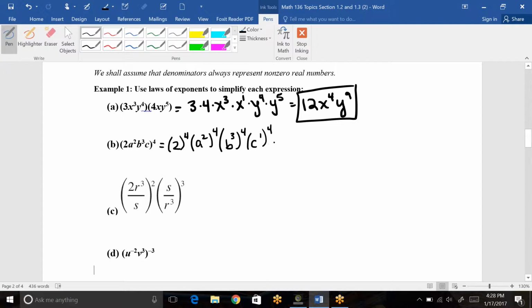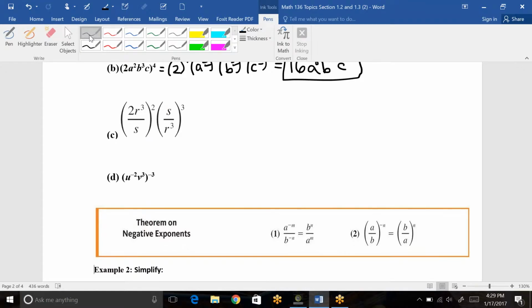So 2 times 2 times 2 times 2 is actually 16. These are both exponents and they're both on the same base. So this is the multiplication rule, power to a power. So this would be a to the 2 times 4, which is 8. 3 times 4 for the b, so that'd be b to the 12th. And 1 times 4 for the c part, so that would just be to the 4th. So the final answer is 16, a to the 8th, b to the 12th, c to the 4th.